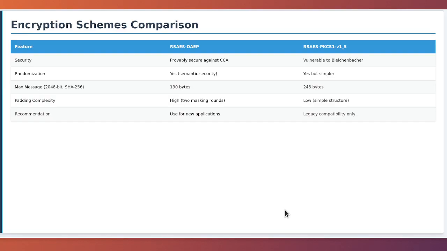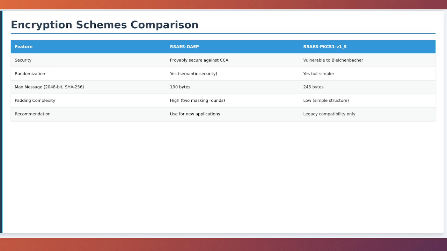OAEP is also secure against adaptive chosen ciphertext attacks, where an attacker can obtain decryptions of chosen ciphertexts and try to use that information to attack a target ciphertext. The padding in OAEP is more complex, involving 2 rounds of masking with MGF1. This complexity provides security benefits, but it also makes implementation slightly more complex.